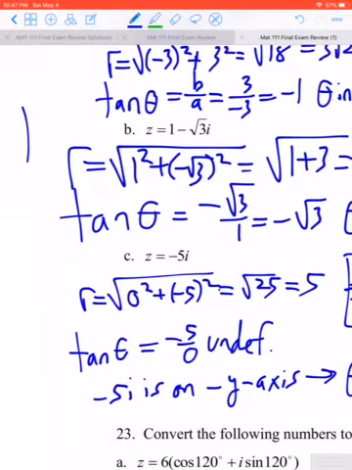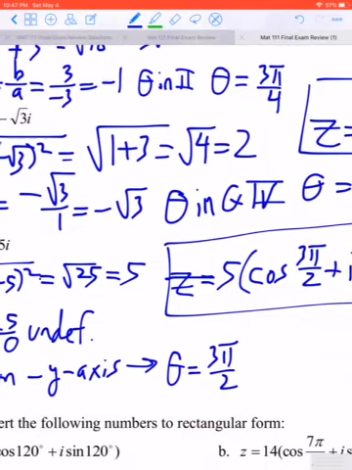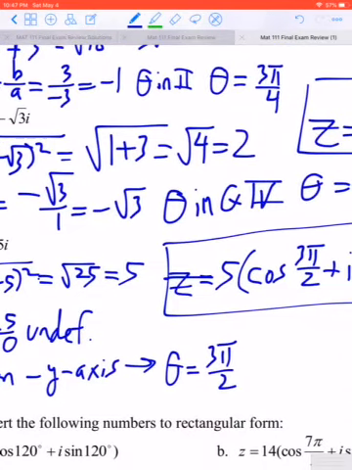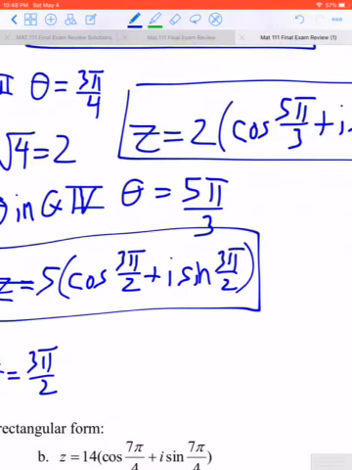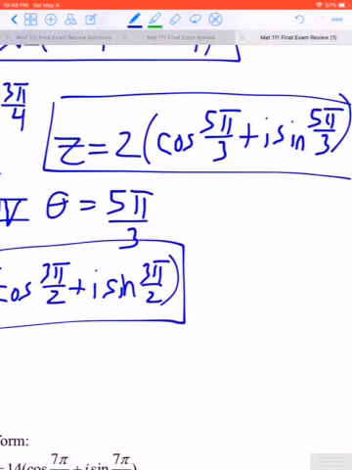The complex number in part B, if we look at it, is going to be an angle that's going to be in quadrant 4. So we need the angle in quadrant 4, whose tangent of theta is equal to negative radical 3. That should be the angle 5 pi over 3. Now that we know r and we know theta, we can put it all together. z should be equal to 2 times the cosine of 5 pi over 3 plus i sine of 5 pi over 3.